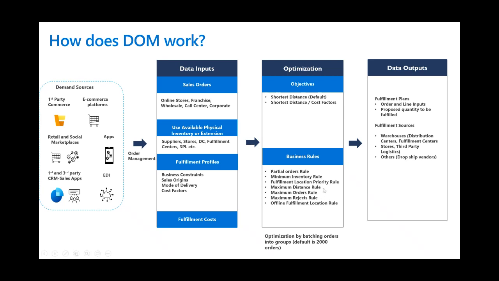The next is the maximum distance rule. It just specifies the maximum distance that a warehouse can ship to. Like if you're putting 100 kilometers, then the warehouse will fulfill the sales order where the delivery address is within 100 kilometers of the warehouse address. Okay. Let's talk a little bit about the maximum order rules.